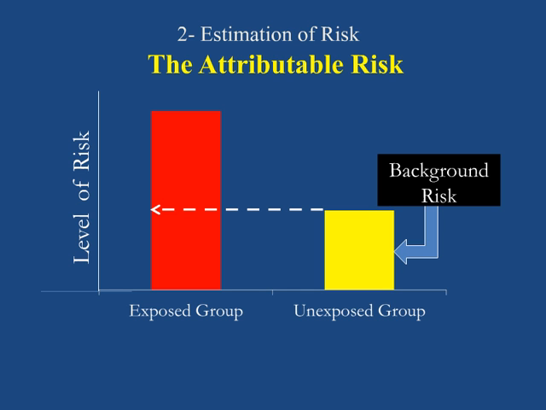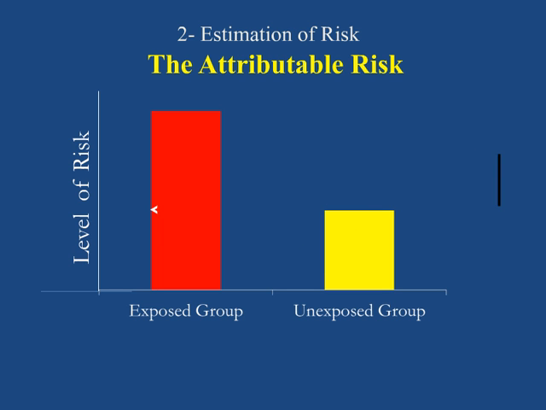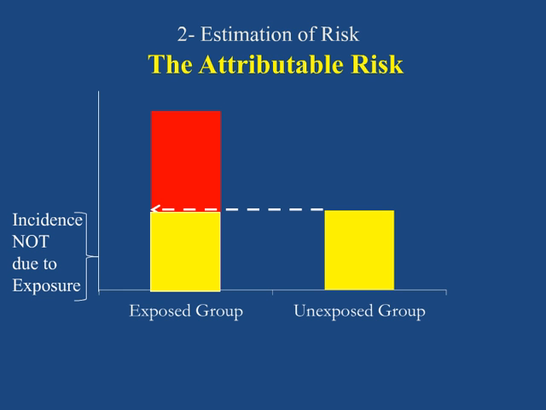Every person shares the background risk regardless of whether or not he or she has the specific exposure in question. Therefore, the total risk of a disease in exposed individuals is the sum of the background risk that any person has and the additional risk due to the exposure in question.